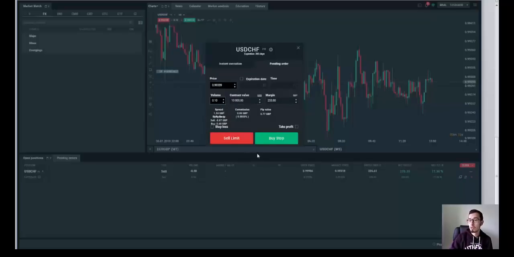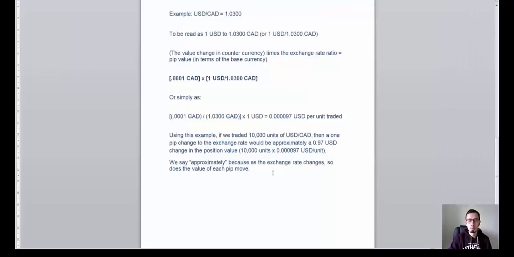Because markets are volatile and these prices change, guys, every single second, not even a second, half a second. Look how volatile. The more volatile the market is, the more careful you need to be when you calculate your pips.